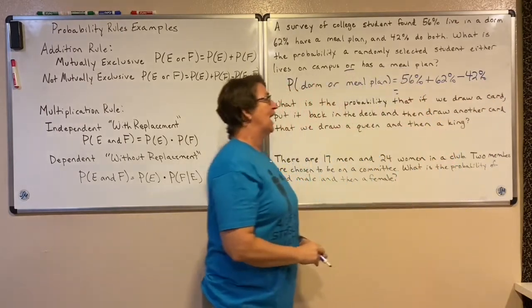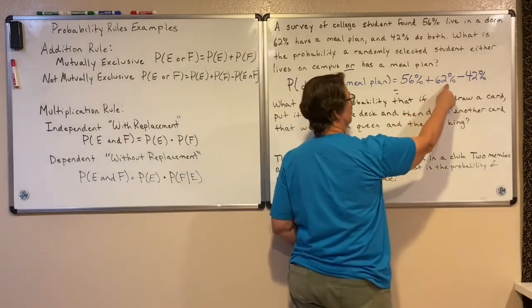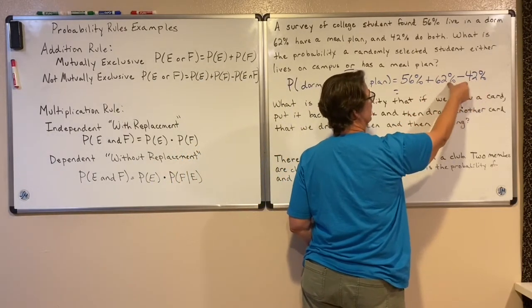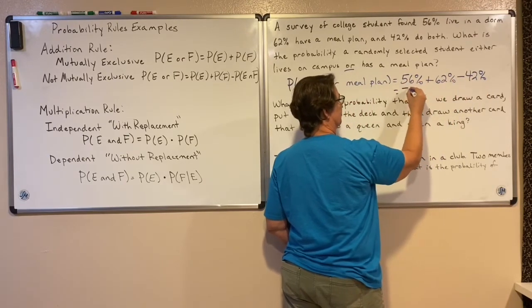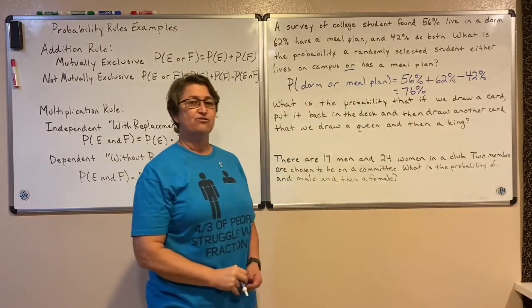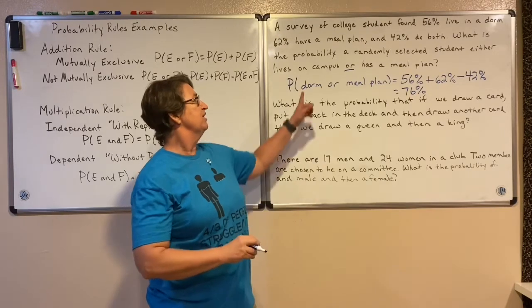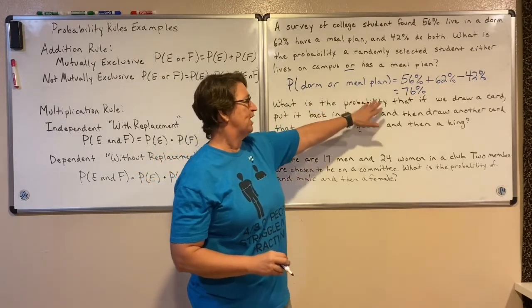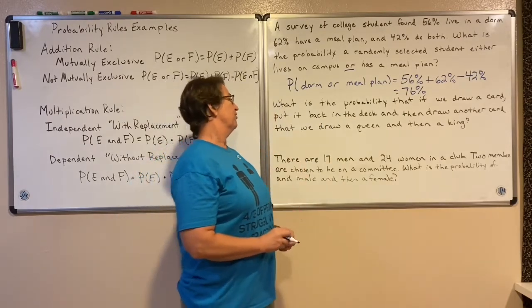So now I just do some addition and some subtraction. 62% minus 42% would give me 20%. 20% plus 56% is 76%. So 76%, the probability that I randomly choose a student that has a dorm or a meal plan would be 76%.